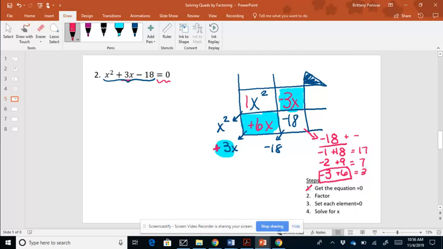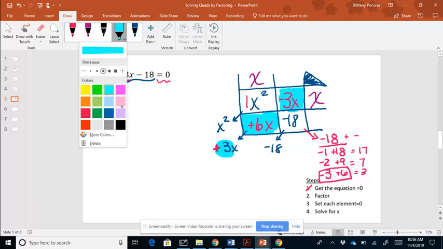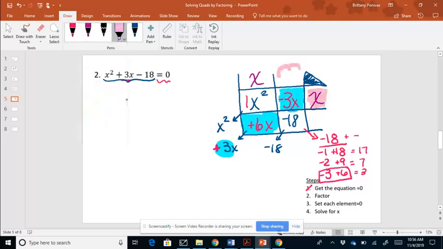Now you work backwards. The only way to get x squared would have been an x up top and an x to the side. If you started with an x to the side, what did you multiply up top to get to negative 3x? The way I have mine set up, I've got to get to a negative 3x. So x times what gets me to negative 3x? Negative 3. On the right-hand side, negative 3 times what got me to negative 18? 6.